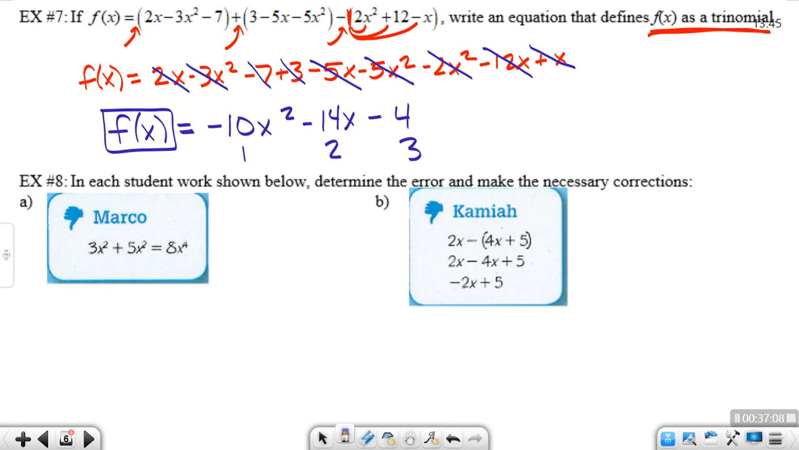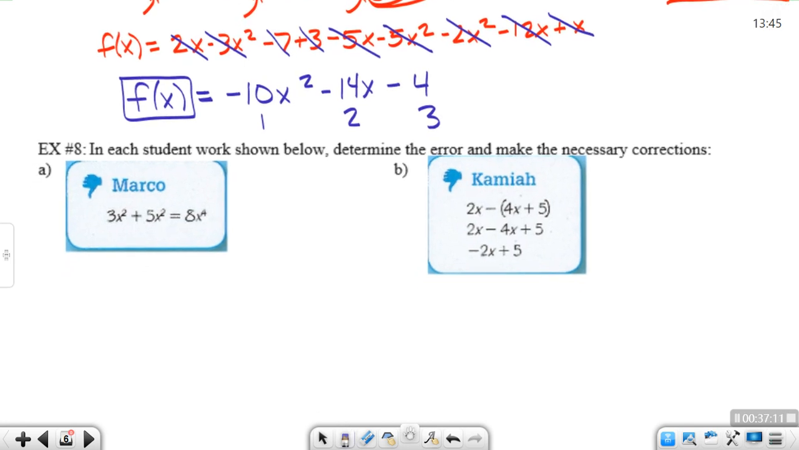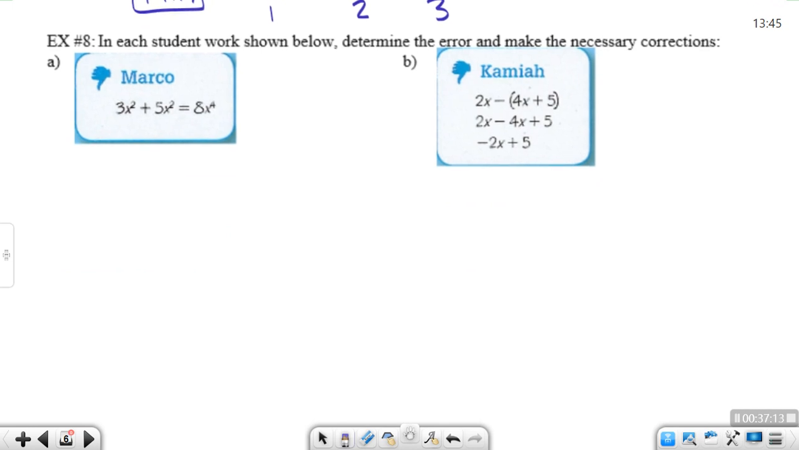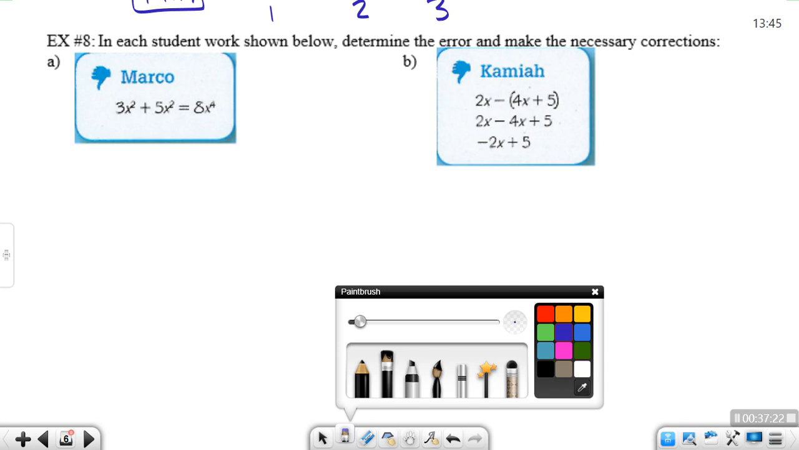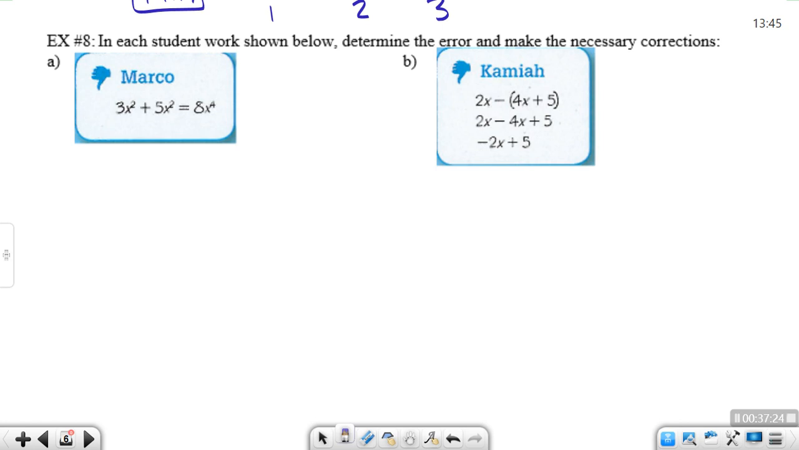Okay, let's move on to example 8. In each student work shown below, determine the error and make the necessary corrections. So they're telling us that each student made some type of error, and we have to determine what the student did. So Marco looks like Marco's adding 2 monomials. Marco's adding 3x squared and 5x squared, and it looks like Marco got 8x to the 4th.